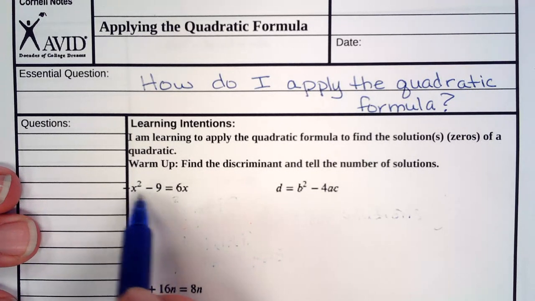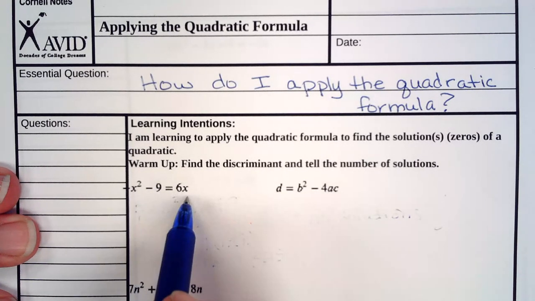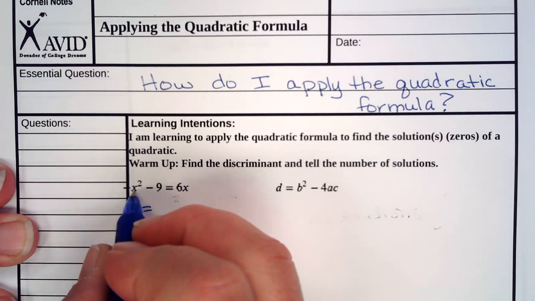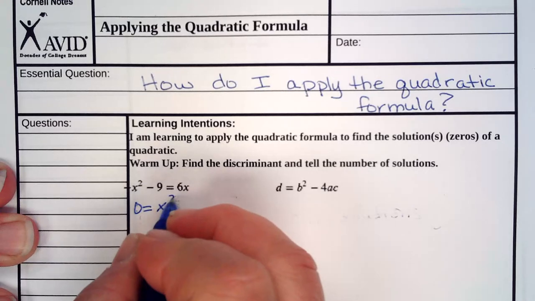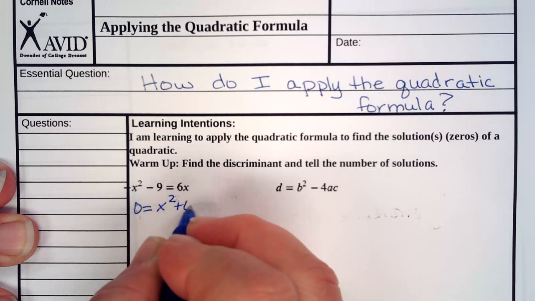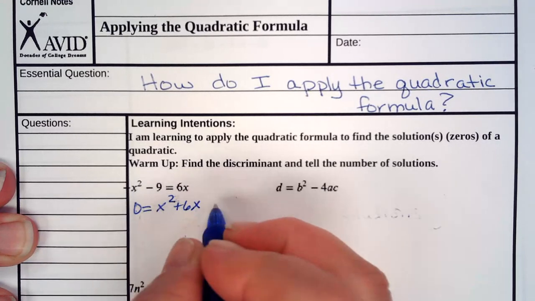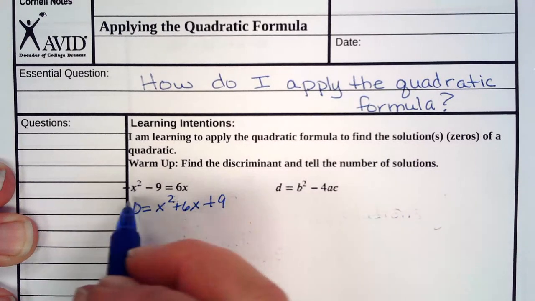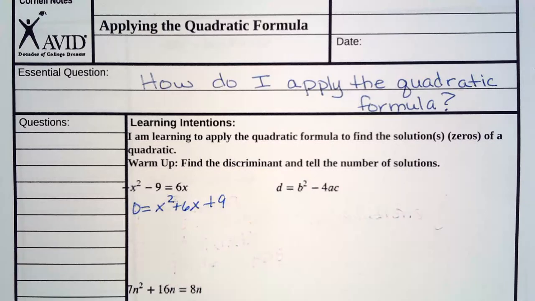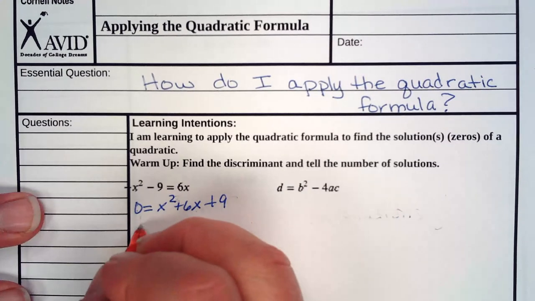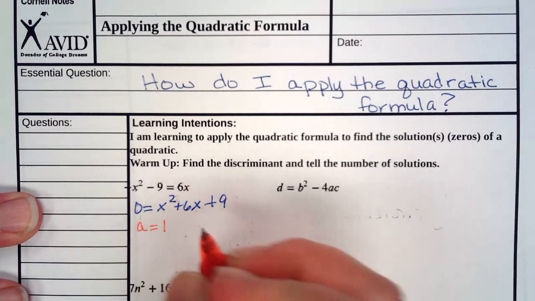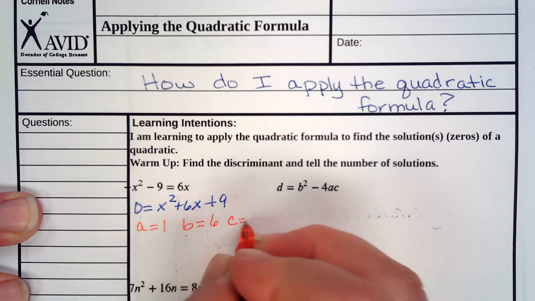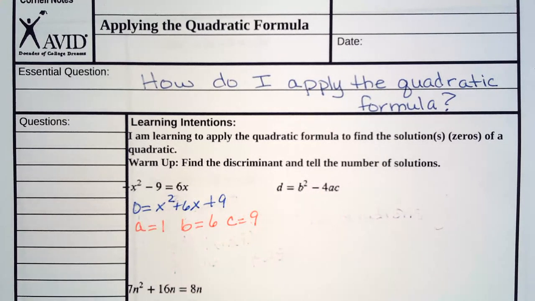Now, this is not set equal to 0, but I want to set it equal to 0. So I'm going to add x squared. I'm going to bring down the plus 6x, and then I'm going to add 9 at the end because everything will be positive when I add it to the other side. Now I'm going to identify a is equal to 1, b is equal to 6, and c is equal to 9.